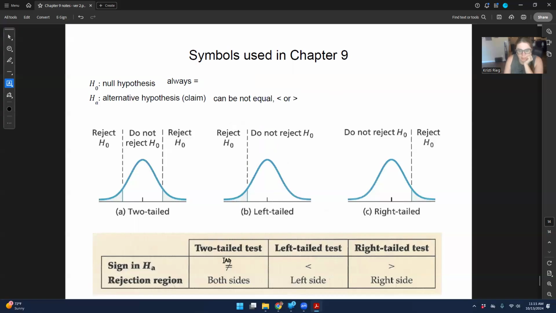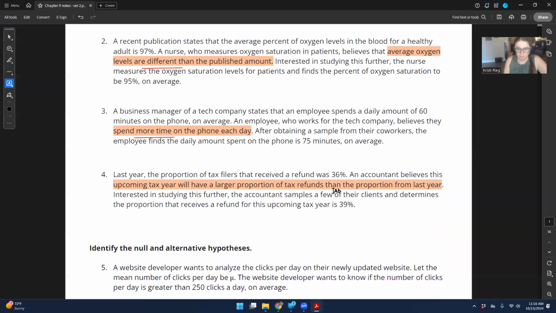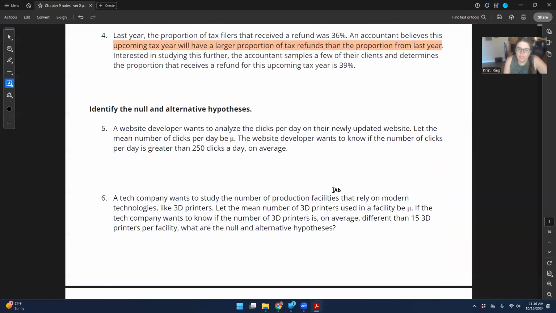If I was writing it, I would just write this little symbol, but I don't think I'm going to be able to pull that off up here. Okay, we'll come back to this. We'll definitely be talking about this more today and then throughout chapter 9. So let's go back to the first page, and we're just identifying the null and the alternative.